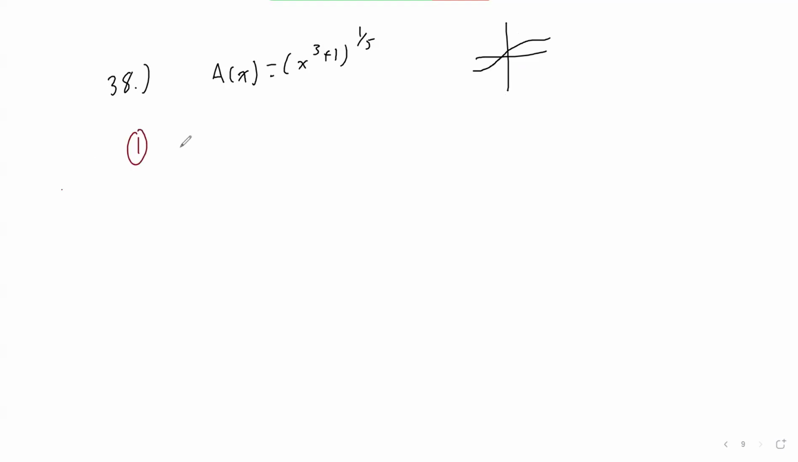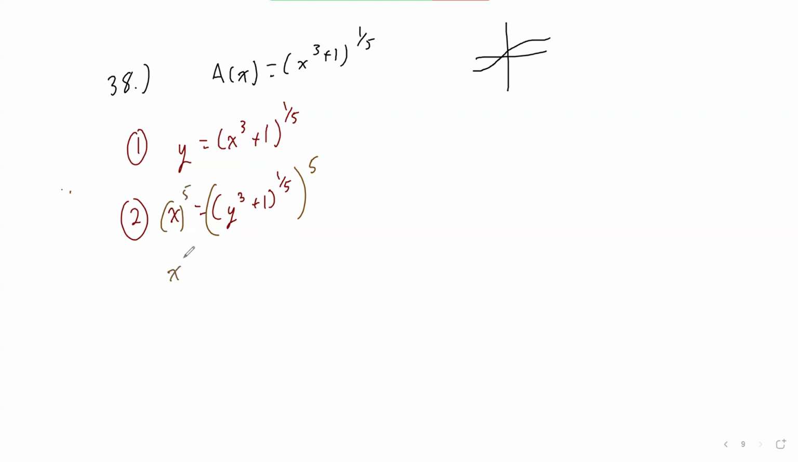So when I'm working through this, I'm going to change a of x to a y, and then I'm going to switch my x and my y. And now I'm going to solve. So I'll raise both sides to the fifth power, because that will get rid of the 1/5. But of course, I have to do it to the other side. So this gives me x to the fifth. This will cancel, and so this gives me y cubed plus 1. Then I'll subtract 1, so it gives me x to the fifth minus 1 equals y cubed.